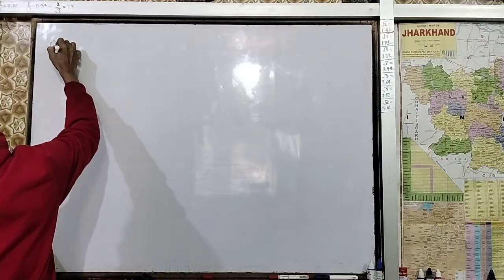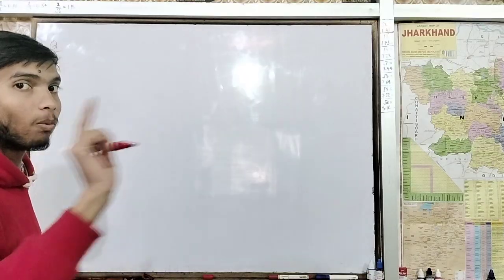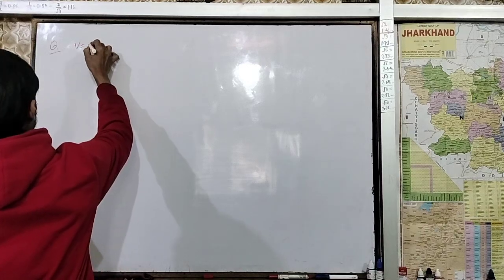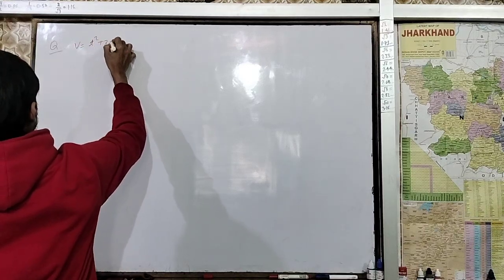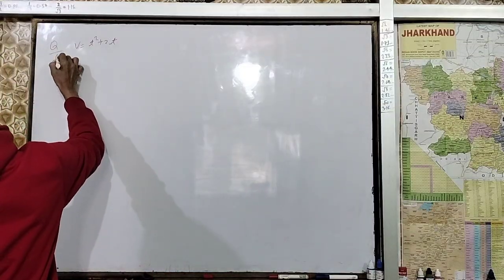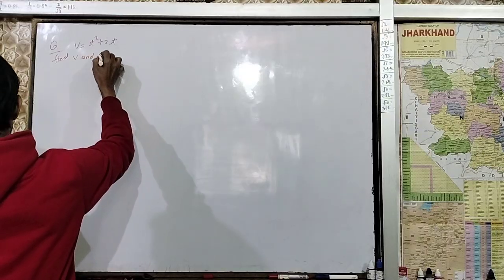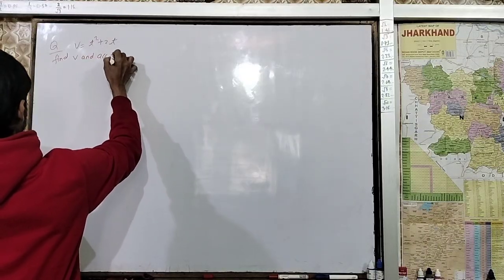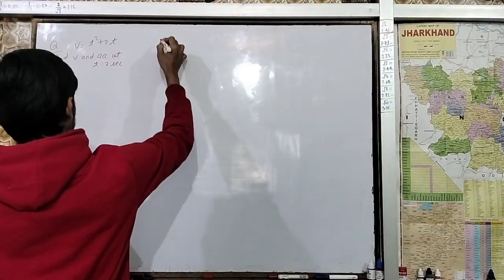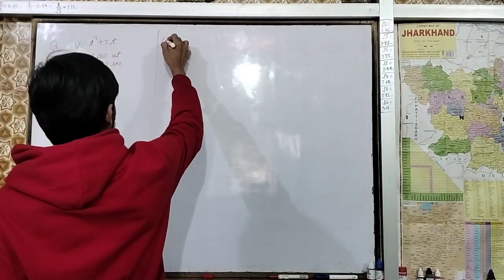V is given now. In the previous question, X was given. Now in this question, directly V is given, which is t square plus 2t. It's not complex. Find V and acceleration at t equal to 2 seconds. Okay, no problem. We will see this kind of equation.